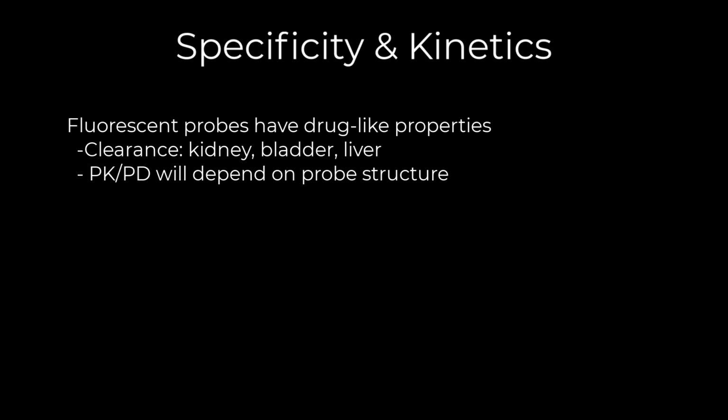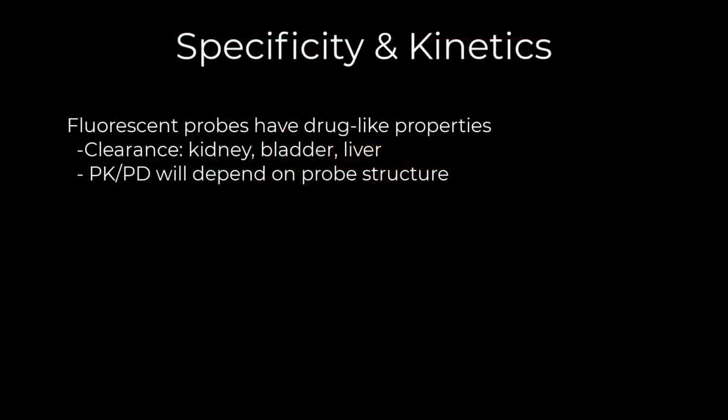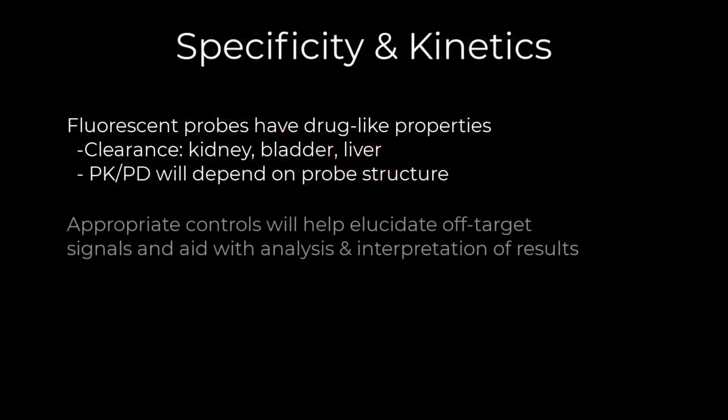They also need to clear from the body, which can present off-target signal, usually in the kidneys, bladder, and liver. These pharmacokinetic and dynamic properties will differ depending on the probe structure and chemical composition. This means that when you image a tumor, for example, you may see some predictable non-tumor sites of signal, generally at lower intensity.